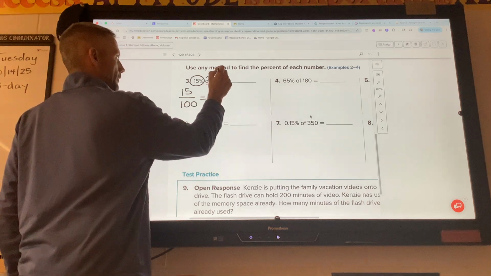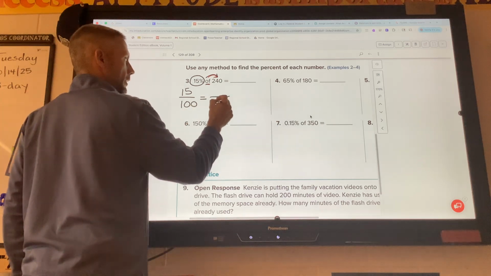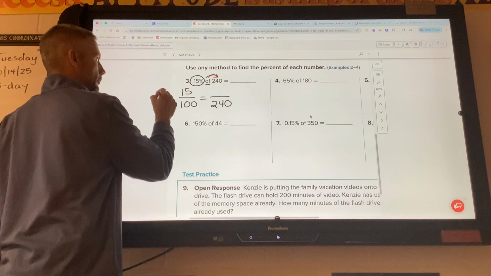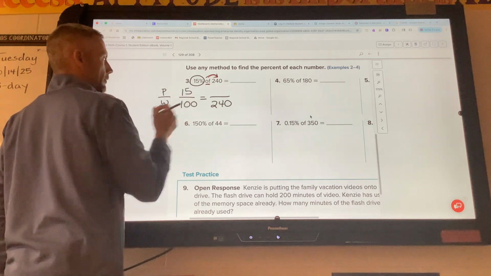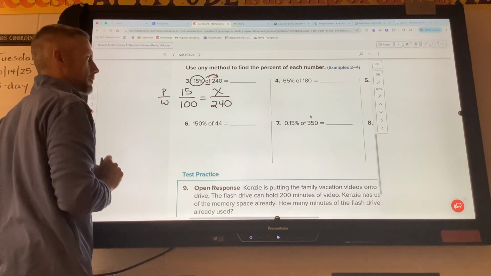equals, remember anything following the word of, if it follows or is right after the word of, we're going to look at that as the total. That's always the total. So we have our part over here and we have the whole, right? 15 out of 100 is the percent. We want to know what is 15% of 240.